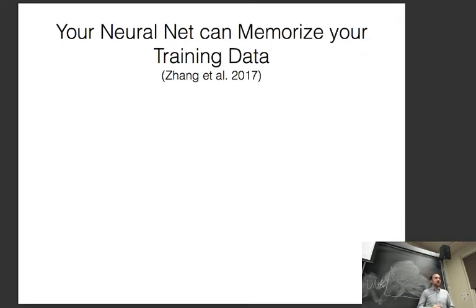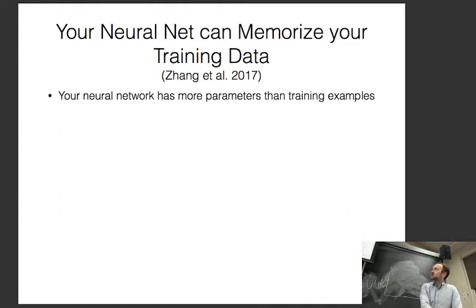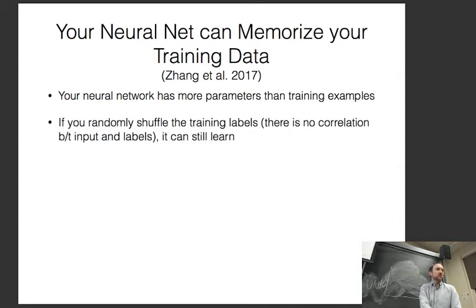So the first important thing to know is that in many cases, barring the cases that I talked about in training, your neural network can memorize your training data. This was a paper that was interesting and widely cited. Basically, your neural network will almost always have more parameters than the number of training examples that you have. And what this paper said is that if you randomly shuffle the training labels, in other words, there's no correlation between input and labels, the only way it can get good accuracy is by memorizing each individual example.